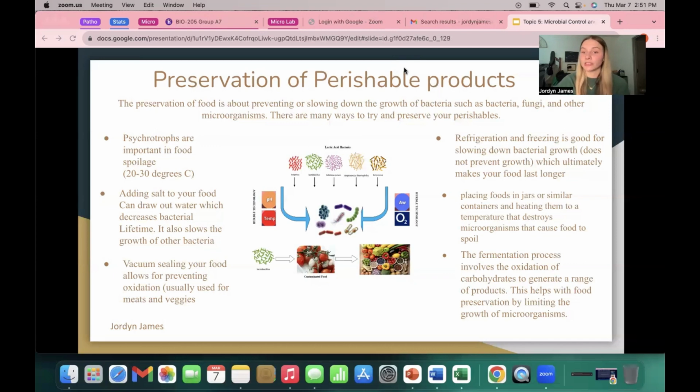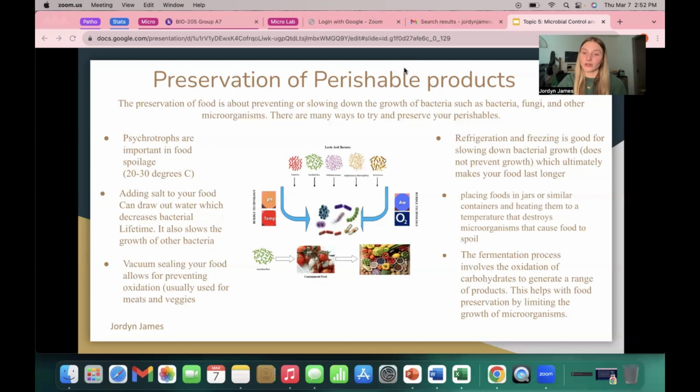Again, refrigeration and freezing is good. I know a lot of people that freeze food because it ultimately lasts longer, and it's not a myth, it's true, it does last longer, and this is because the coldness will slow down the growth of bacteria. So again, it does not eliminate the bacteria, does not stop it. You can still spoil your food this way, but it does slow it down.